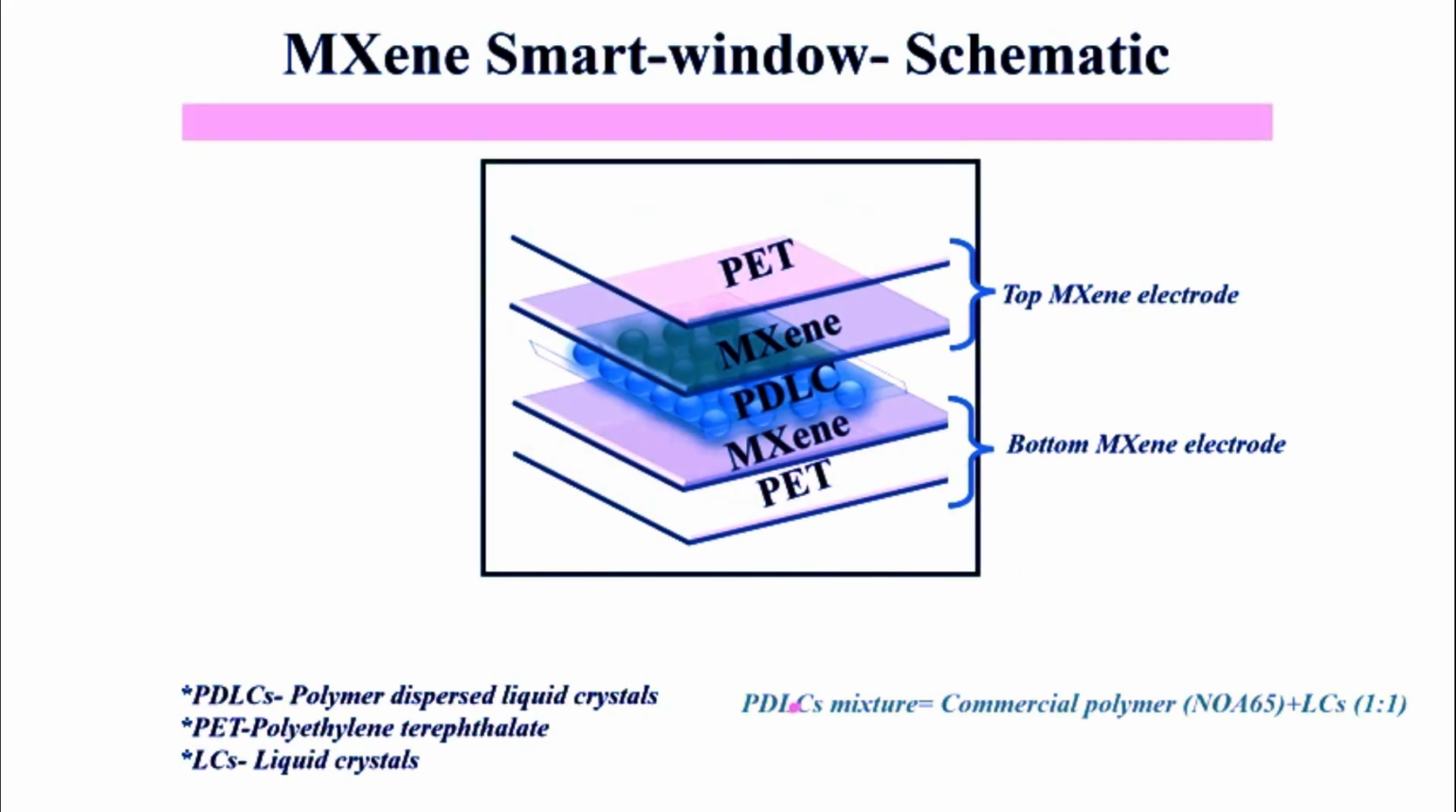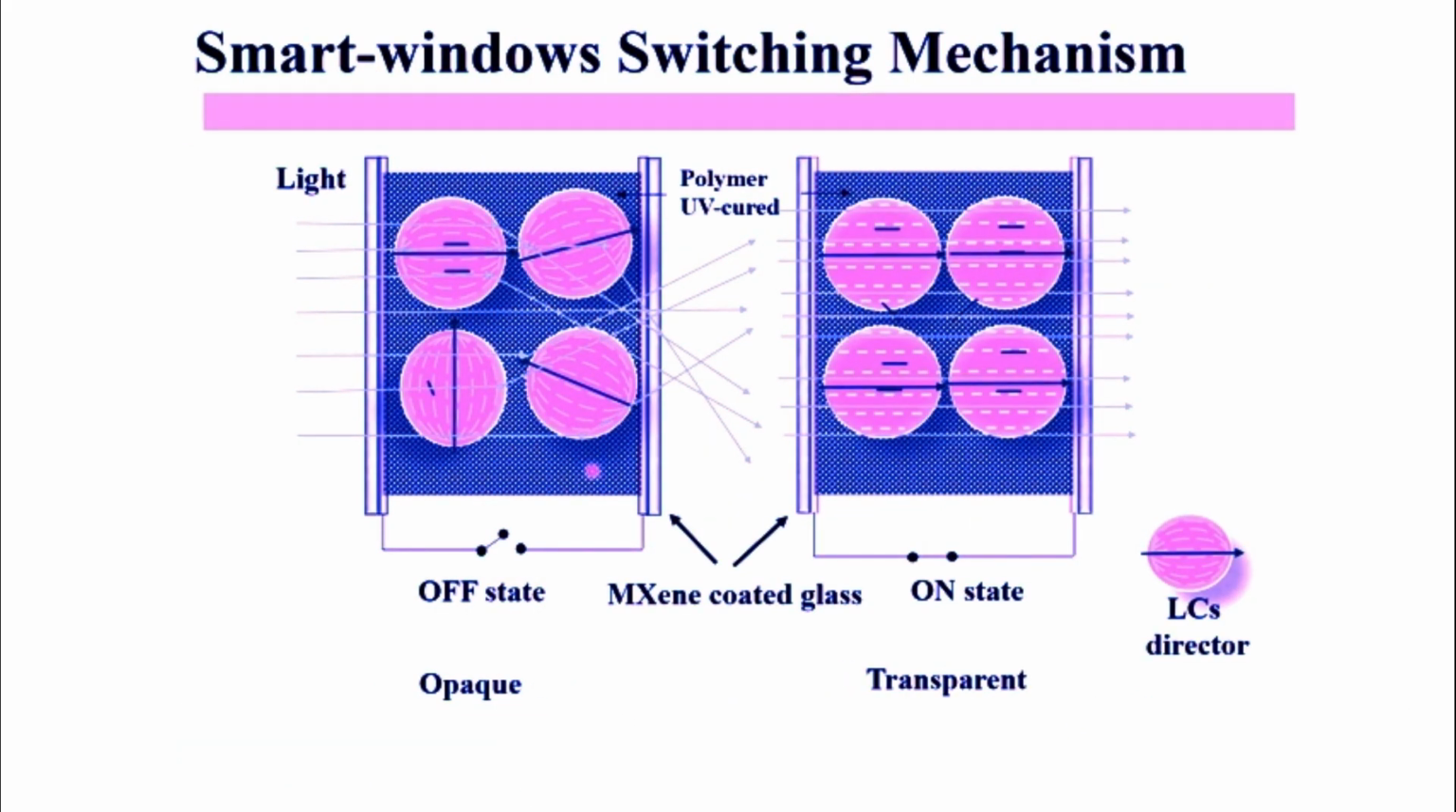The smart window was fabricated using polymer dispersed liquid crystals. The PDLC mixture was prepared by mixing the commercial polymer NOA 65 and liquid crystals in a 1:1 ratio. And this mixture was sandwiched between MXene-coated PET films to make flexible electrodes. After sandwiching the mixture between the MXene electrodes, the mixture was cured under UV light for some time. After curing, the polymer becomes solid. It forms a protective layer around the MXenes. Also, the liquid crystal droplets are encapsulated inside that cured polymer.